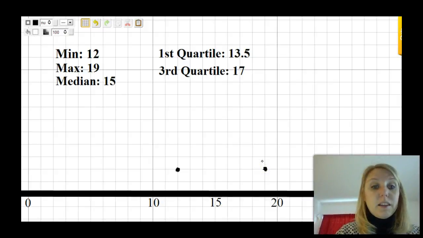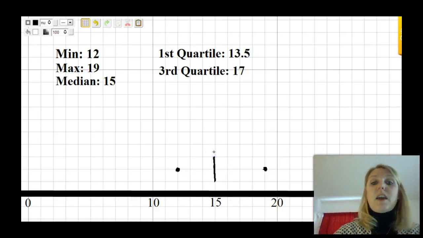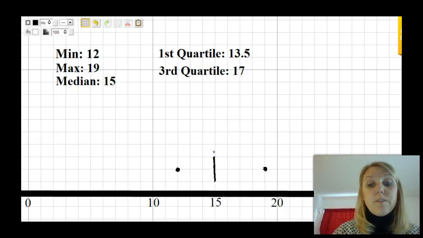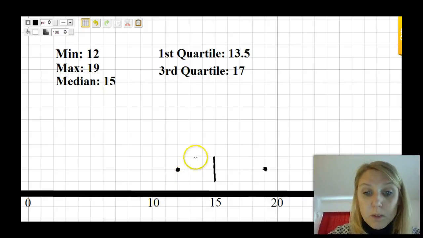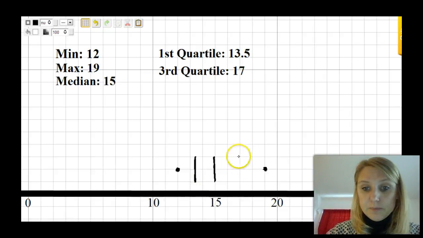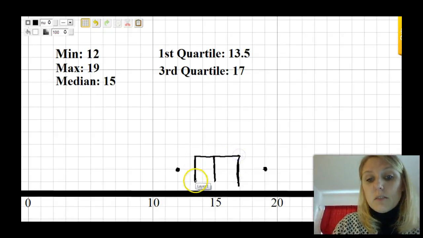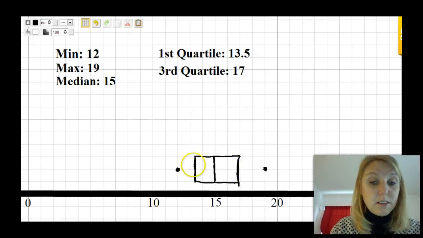The median in this case is a 15, and I'm going to put a line there because that's going to be the center part of our box. The first quartile is at 13.5, so it will go right between the 13 and the 14 in the middle there, and a 17. So now that I have my 3 lines, I'm actually going to connect my lines, and that makes a box.